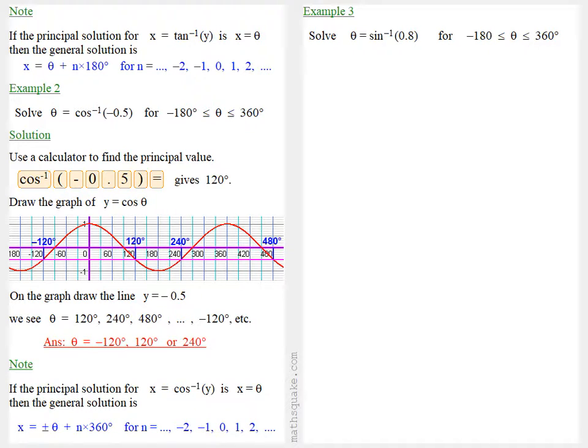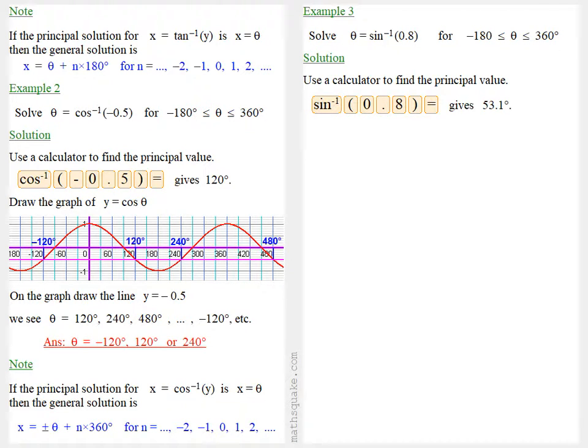Let's look at a third example. Solve theta is the inverse sine of 0.8 for theta lying between minus 180 and 360 degrees. To solve this, we use our calculator to find the principal value. So we type in inverse sine of 0.8 equals, and that gives us 53.1 degrees when rounded off to one decimal place. Now we can draw the graph of y equals sine x.